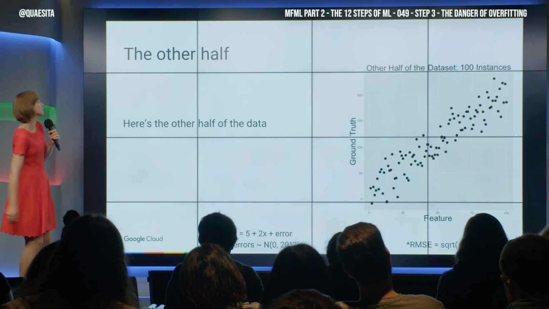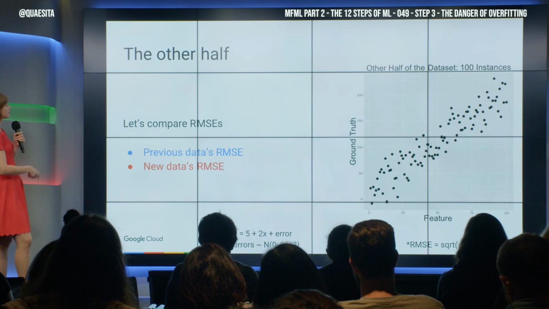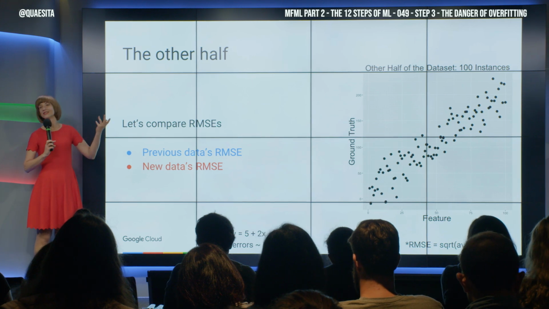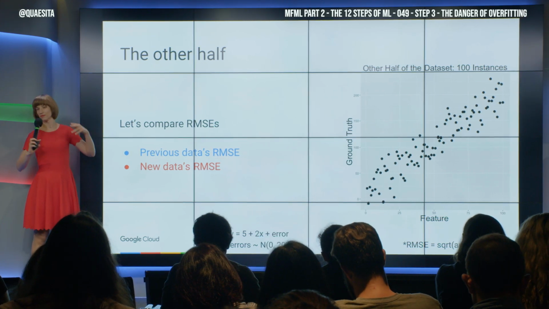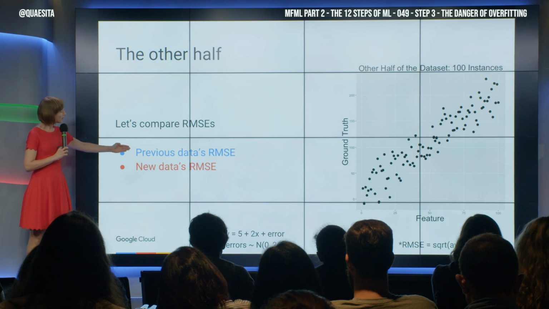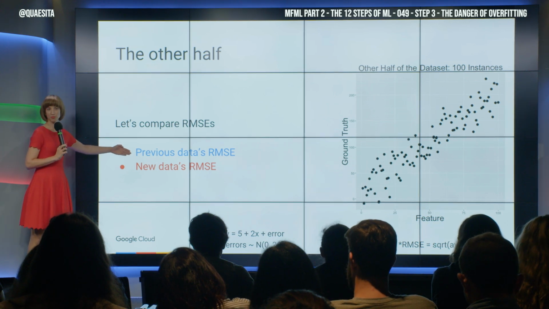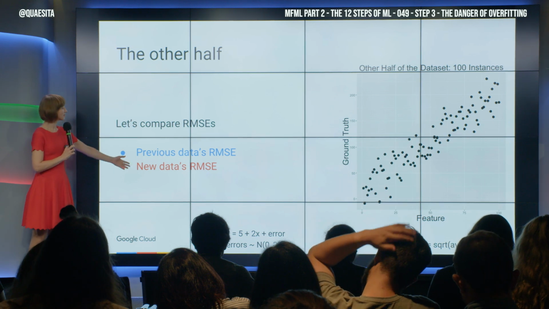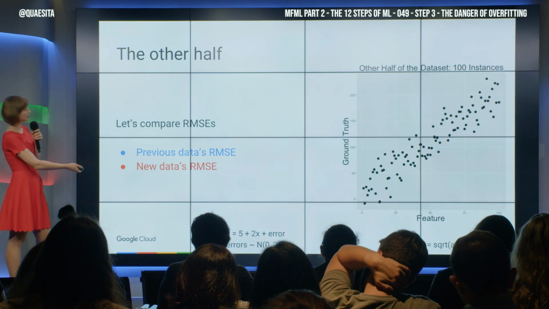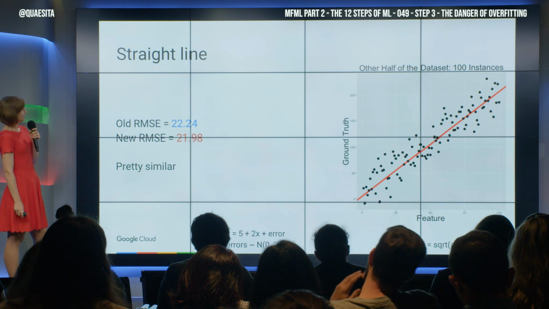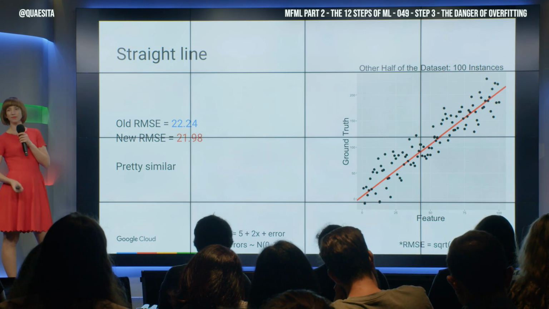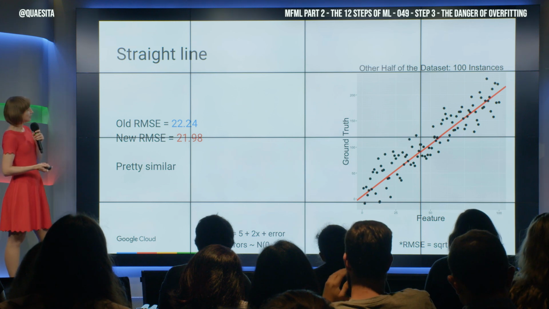So here's the other 100 instances. Let's see the performance. First, the model that entirely consists of signal and no noise, the true model, if you will. Above in blue will be the previous data's performance for that model, and this new 100 instances on the same model below in red. About 22 for both of them. Pretty similar, and that's what we should expect.